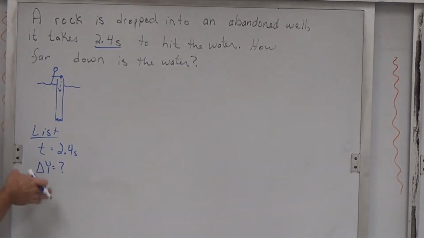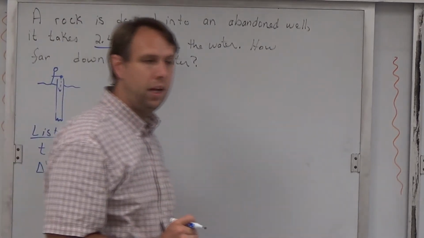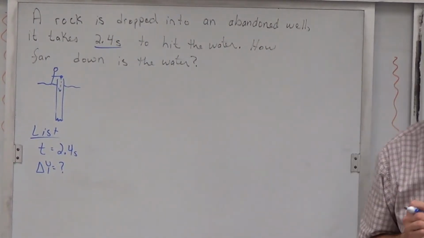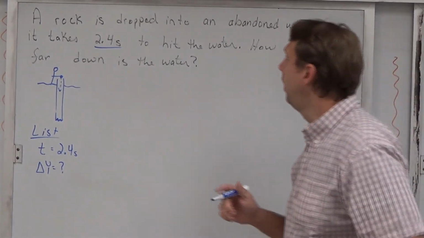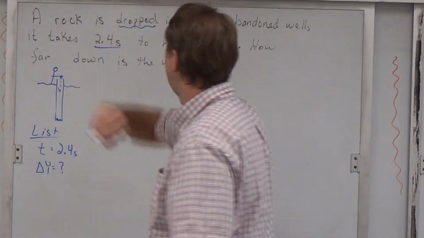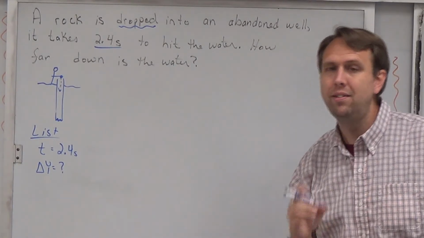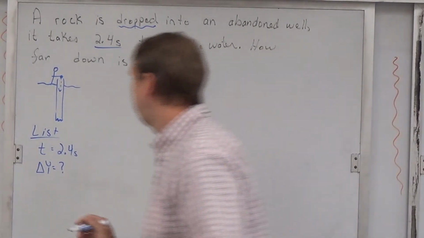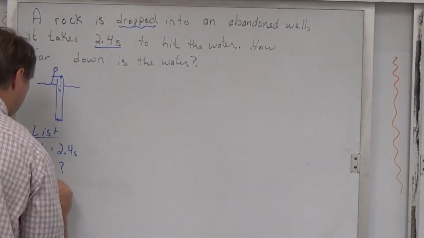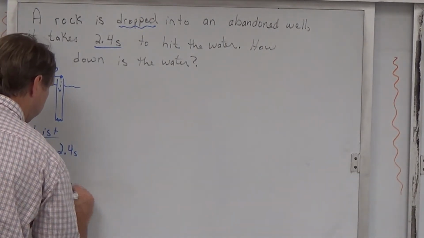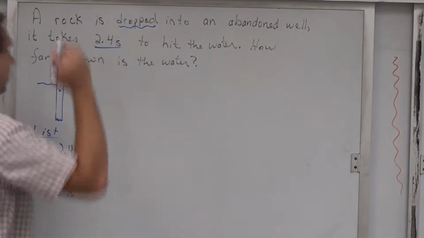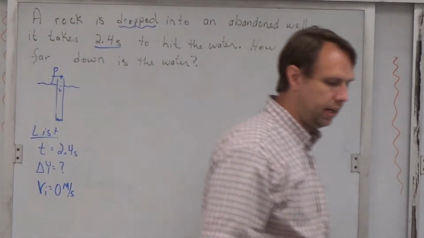Again, that's not a complete list. There's other information hidden in the question. The first thing we look for is the word dropped. When you drop something, you're implying that the initial velocity is 0. And so I'm going to write Vi equals 0 meters per second because the drop indicates 0 meters per second.